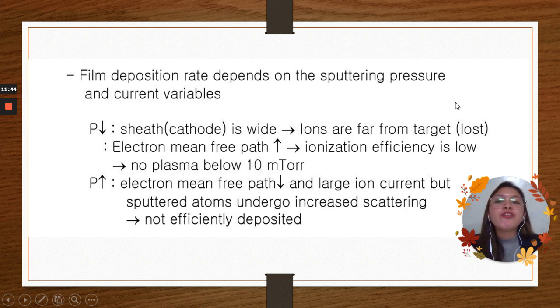So the film deposition rate depends on the sputtering pressure and current variables. When our P goes downward, the sheath or cathode dark space is wide, and ions are far from the target or lost. The electron mean free path goes upward, then the ionization efficiency is low and there is no plasma below 10 mTorr. And if our P goes upward, the electron mean free path goes downward and there is a large ion current, but sputtered atoms undergo increased scattering and are not efficiently deposited.